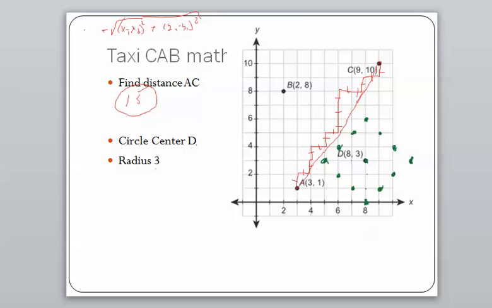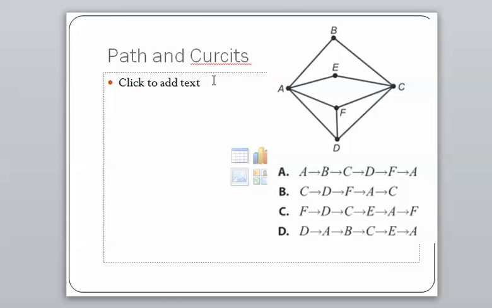Okay? The next topic we're going to look at is called paths and circuits, and they talk about a Hamiltonian path and a Euler path and circuits and things like that. The difference is that paths just go and hit all the points, and circuits will hit all the points and yet wind up at the same spot in which they started from. So let's just look at a couple of these.